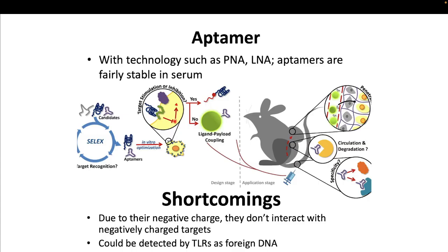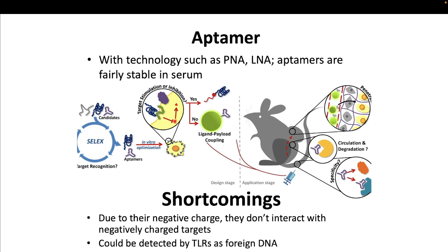As I said, aptamers are nothing but nucleotide chains. So this is your DNA and RNA. They are anyways negatively charged, because of the phosphate groups present in the nucleotides. So because of the negative charge, they don't interact with negatively charged targets.